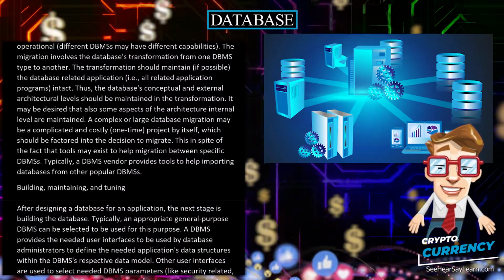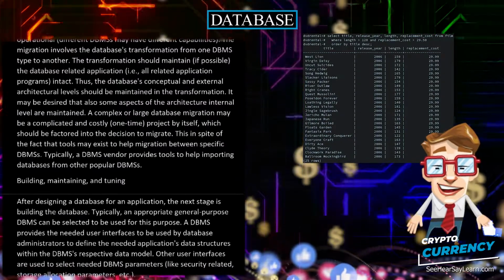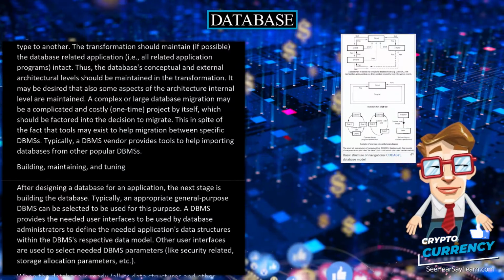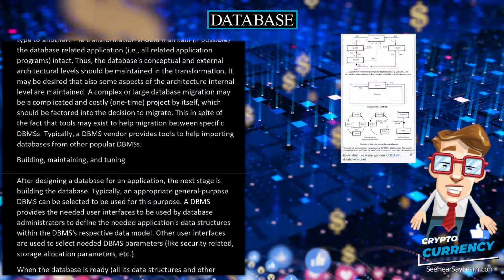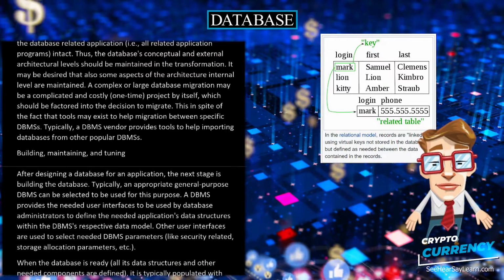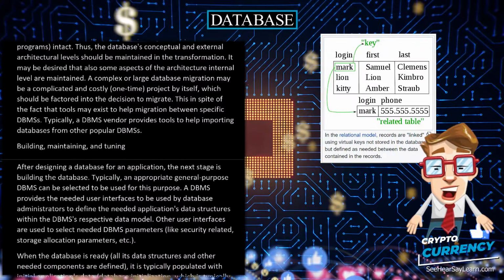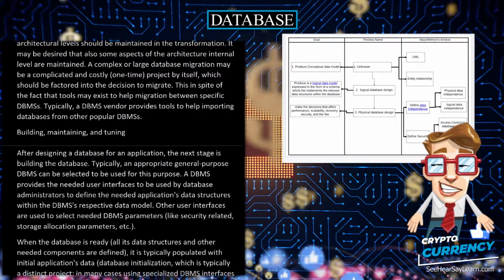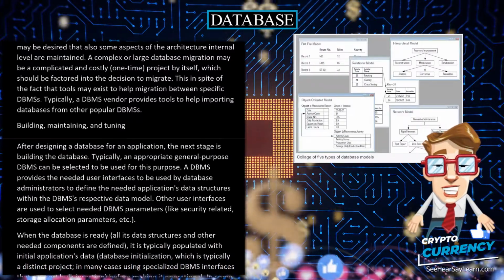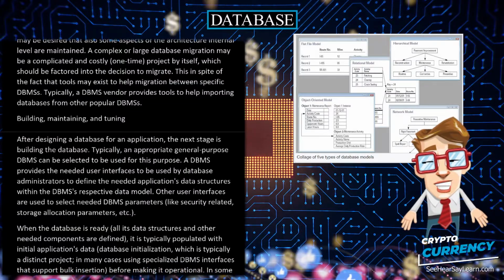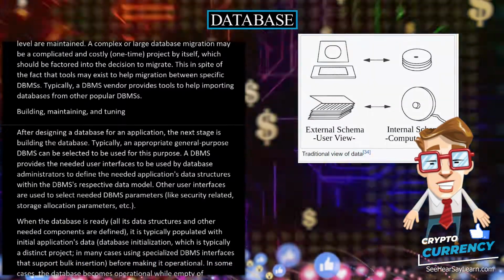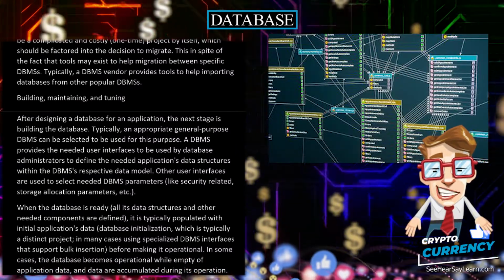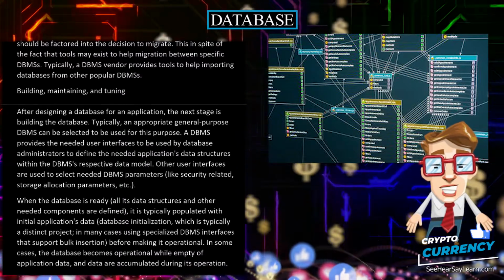Building, maintaining, and tuning. After designing a database for an application, the next stage is building the database. Typically, an appropriate general-purpose DBMS can be selected to be used for this purpose. A DBMS provides the needed user interfaces to be used by database administrators to define the needed application's data structures within the DBMS's respective data model. Other user interfaces are used to select needed DBMS parameters, like security-related, storage allocation parameters, etc.